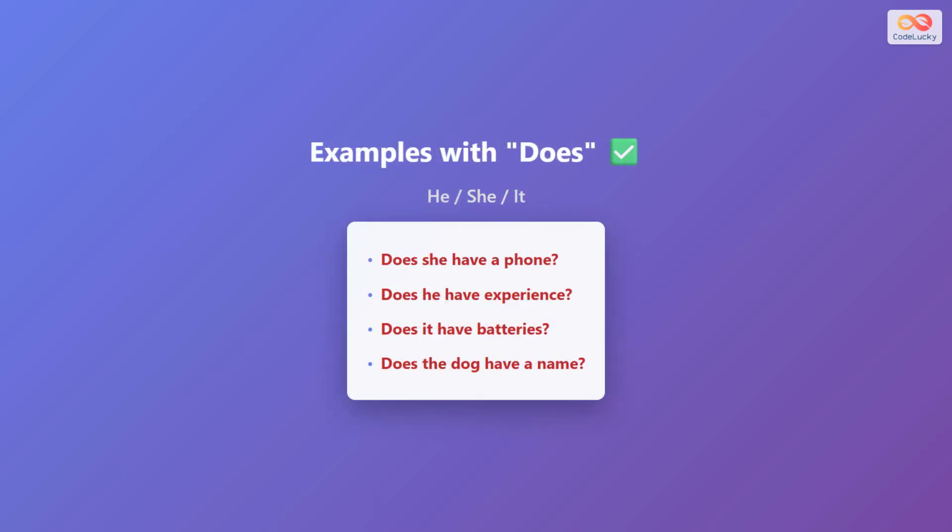Now let's look at examples using does. Does she have a phone? Does he have experience? Does it have batteries? Does the dog have a name? We use does only with he, she, and it.